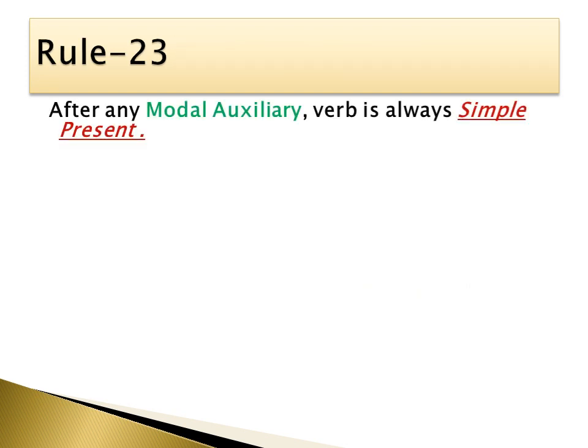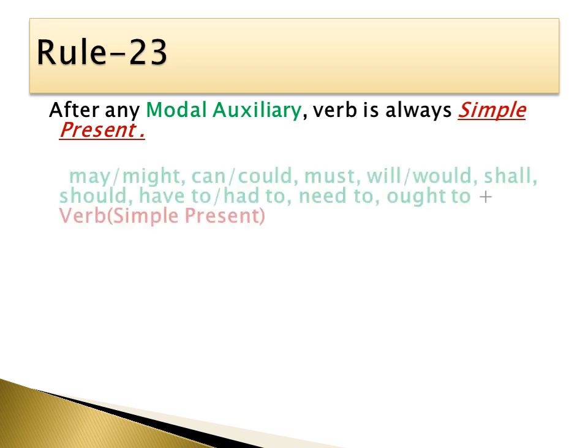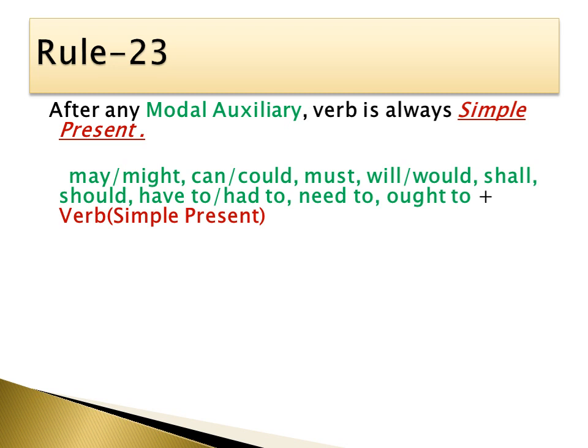Rule number 23. After any modal auxiliary, verb is always simple present. In my previous class, I have already discussed this, that after any modal auxiliaries, we have to use simple present form of verb. So let us check the modal auxiliaries: may, might, can, could, must, will, would, shall, should, have to, had to, need to, ought to, etc.